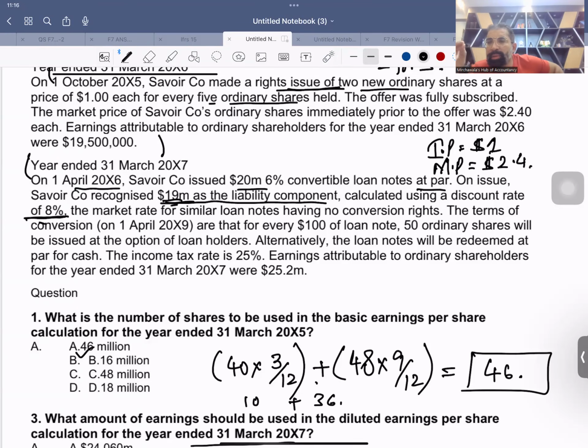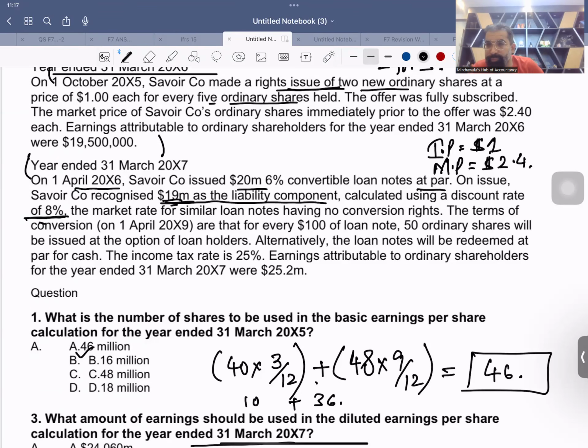I repeat, normally when I teach EPS as the first chapter, before IFRS 9, you don't know the liability and equity elements. But now it's the end of the course, these are revision days, so now you know the complete thing. Whatever amount goes in the P&L for the convertible loan note is the liability element multiplied by the market rate, which is 8%.